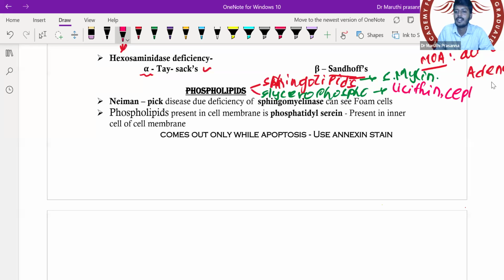lecithin and cephalin. So these are present where, sir? These are a group of glycerophospholipids.